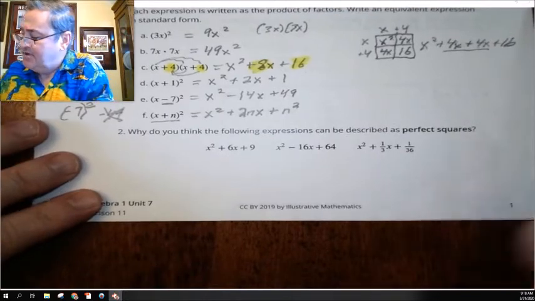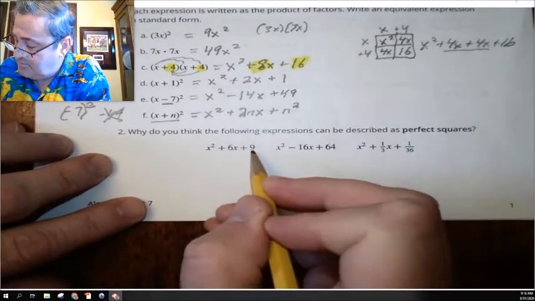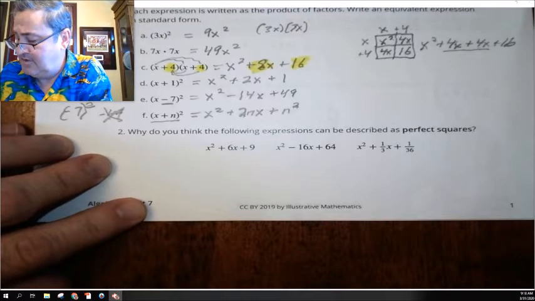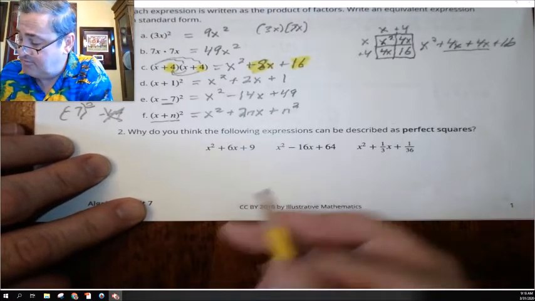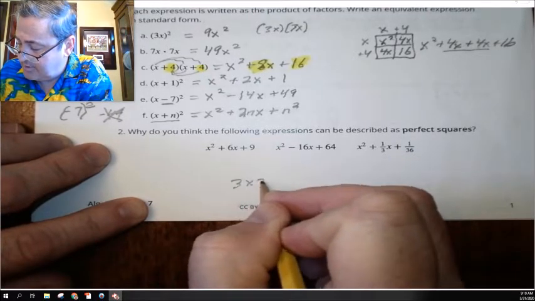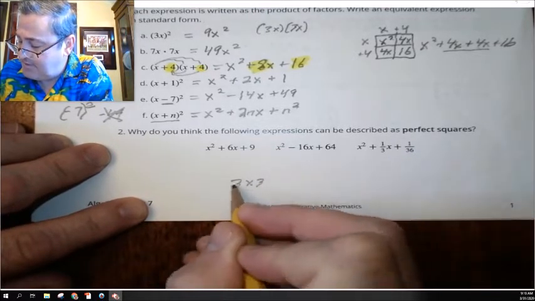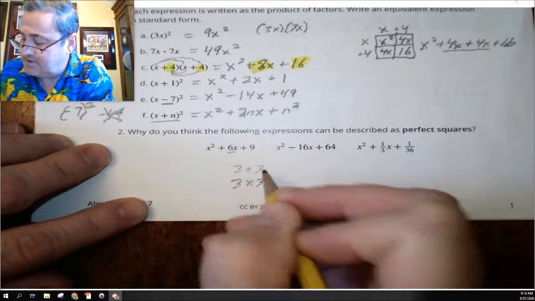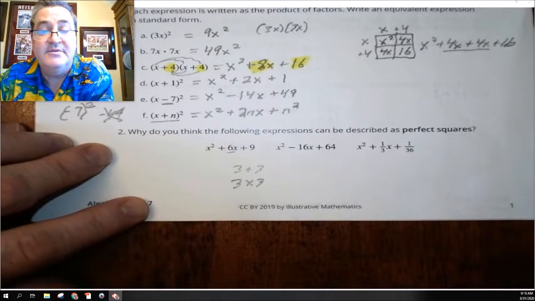So, perfect squares. Well, what is the square that would give us 9? What roots, right? What are the roots of 9? Well, 3 times 3, that would work. And what is 3 plus 3? It's 6. So it's 3 plus 3 and 3 squared to give us the constant.